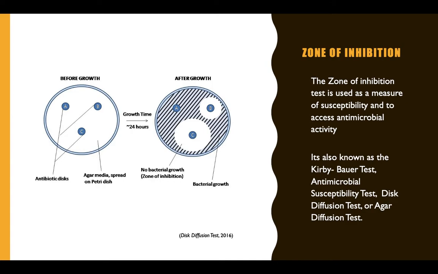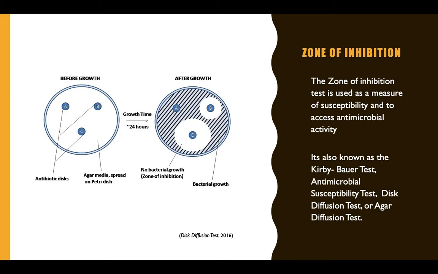The zone of inhibition test is used as a measure of susceptibility to antimicrobial activity. It is also known as the Kirby-Bauer test, antimicrobial susceptibility test, diffusion test, or agar diffusion test. So as you can see in this illustration, it depicts what you'd come across in this lab procedural test.